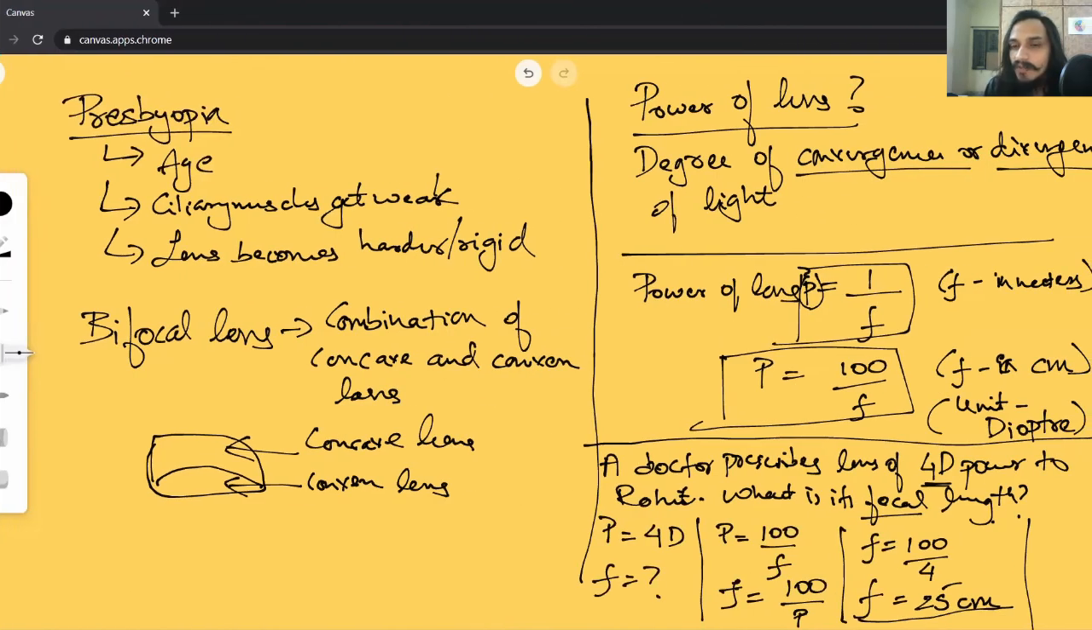That's it. Very simple numerical. There's just one simple formula. Either you'll have P or you'll have F, and you'll have to find the other one. So this is it for you. This is the last topic for this chapter.